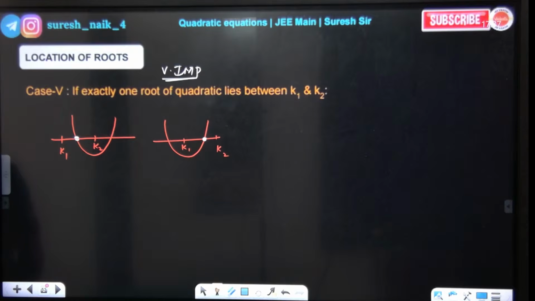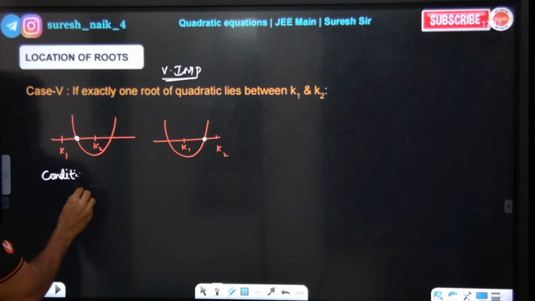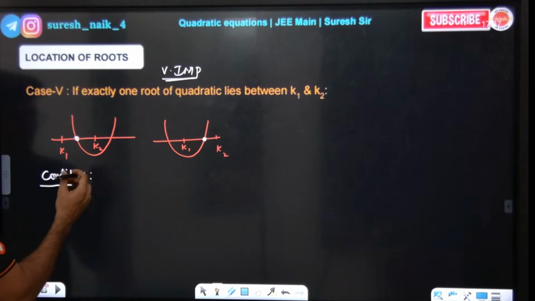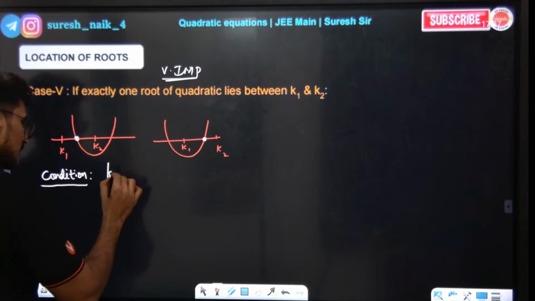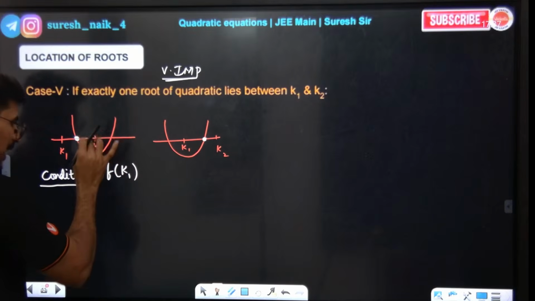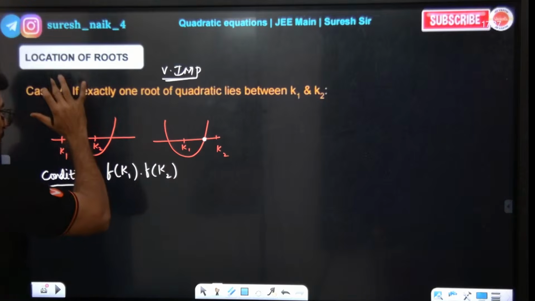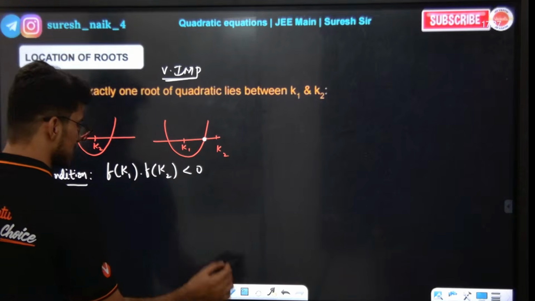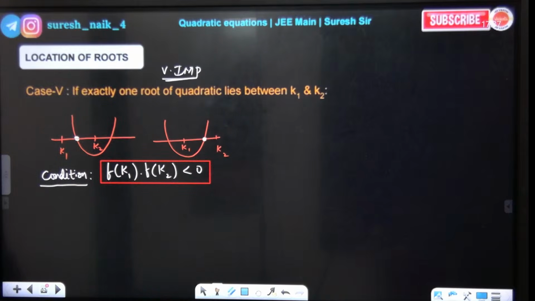Sir, now what should we do? What is the condition on f of k1? Tell me directly. F of k1 is positive here, k2 is negative. That's it. F of k1 is positive, f of k2 is negative, so f of k1 into f of k2 is less than 0. This is the necessary and sufficient condition again.